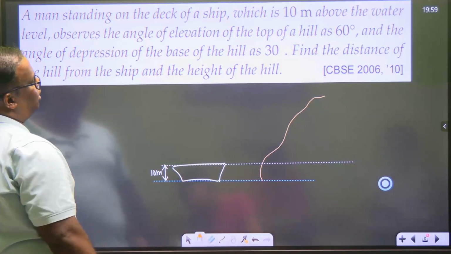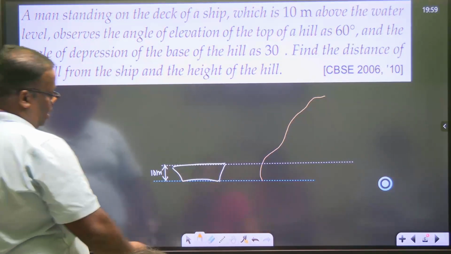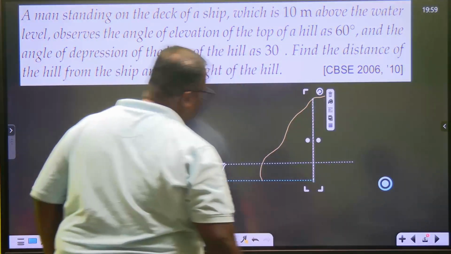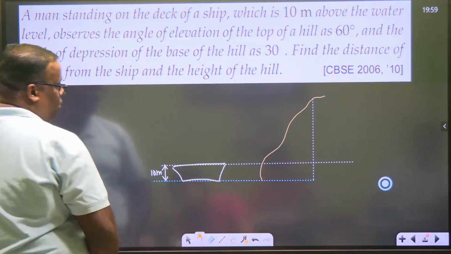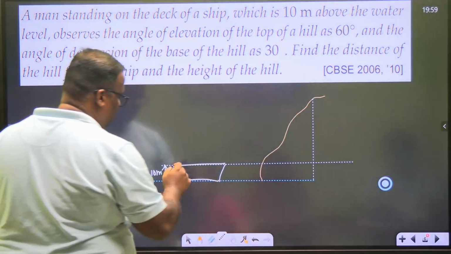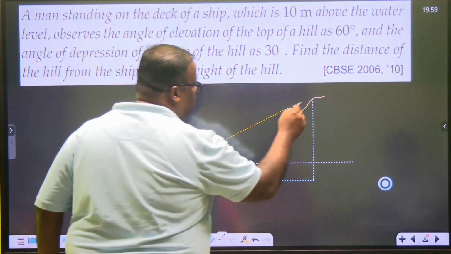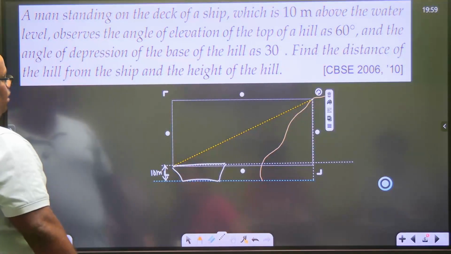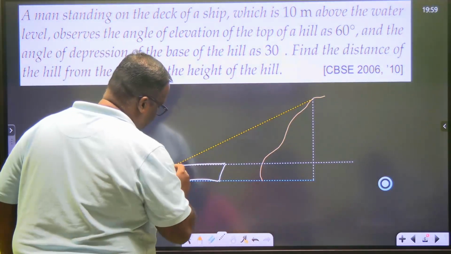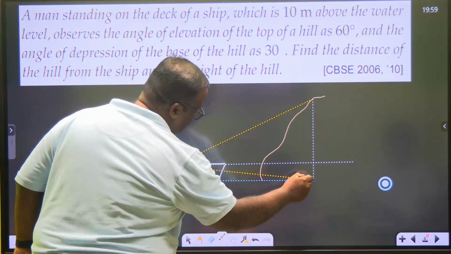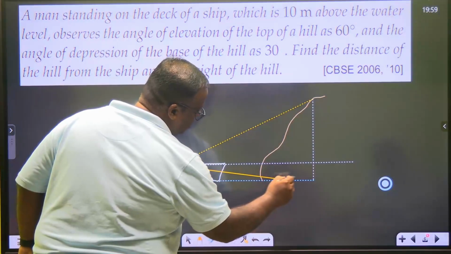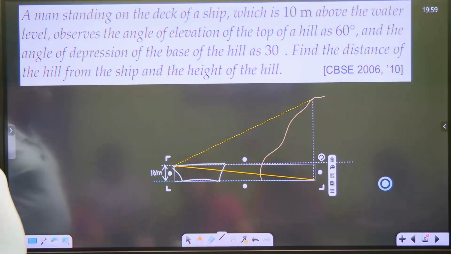Now the man's height is not given, so we'll take it from here. And let's put the altitude of the hill. So let's say this is the altitude of the hill. Right? The man observes. What all does he observe? He observes the height of the hill. So the man is here, and from here he is observing the height of the hill, and he also has an angle of depression to the bottom of the hill. Agreed?